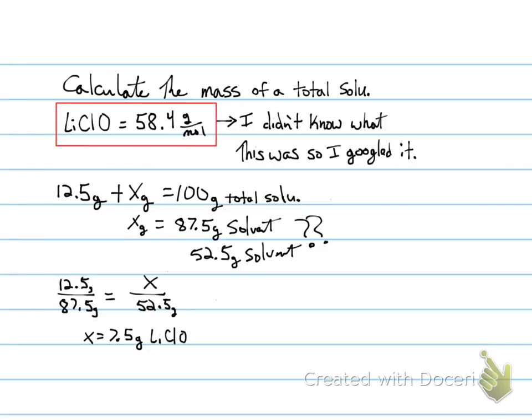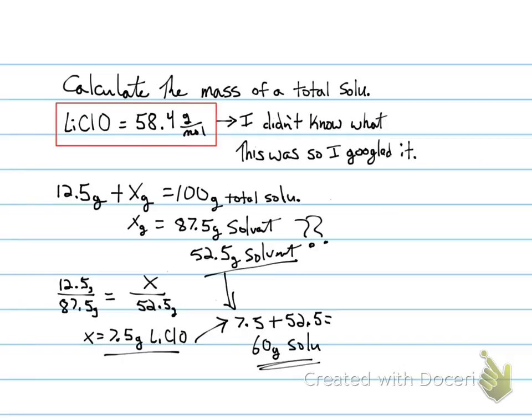But that's not what it's asking for. It's asking for the total number of grams of the solution. Well, I have the solvent here and the solute there, so if I add those two together, 7.5 plus 52.5, that equals 60 grams of the solution total. And there we go. If we want to double check, we could divide 7.5 by 60, multiply by 100, and we'll get 12.5 percent.